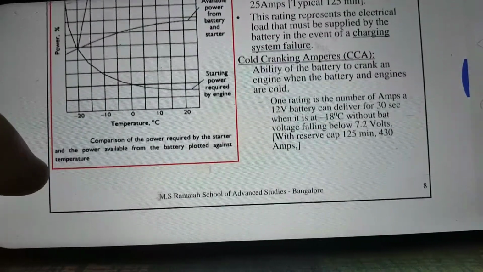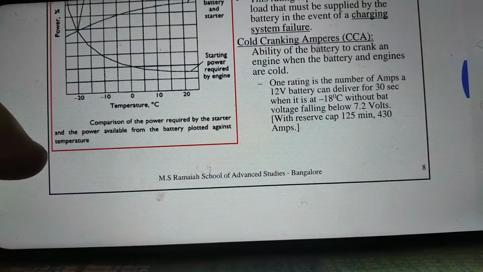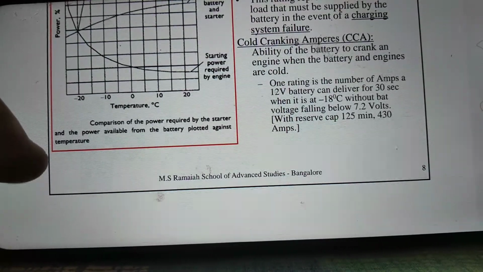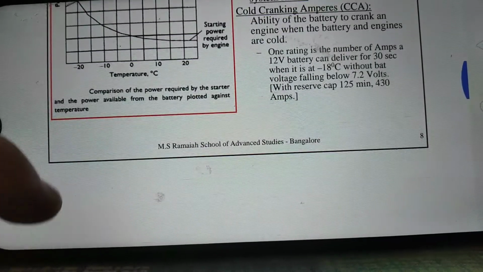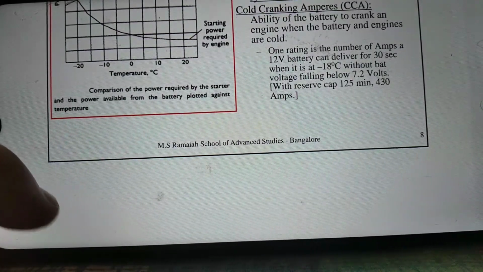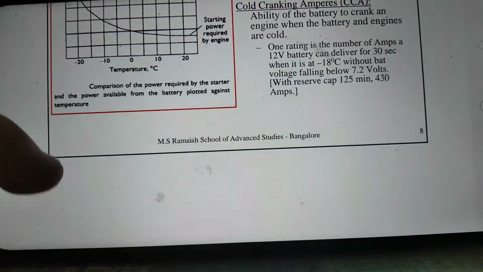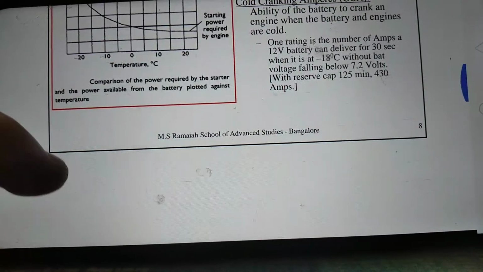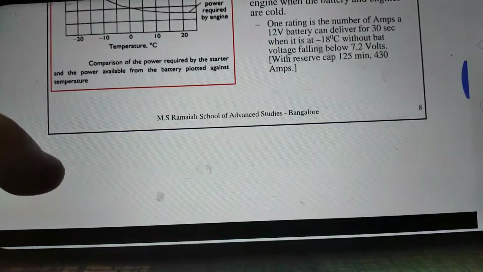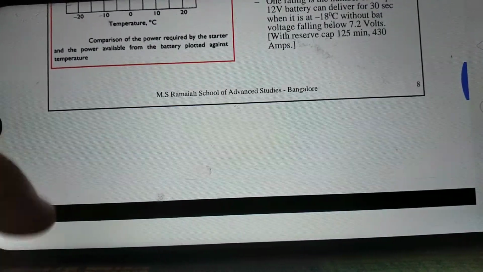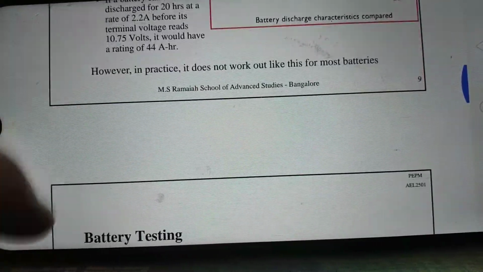The cold cranking amperes. What is that? It is the ability of the battery to crank an engine when the battery and engine are cold. One rating is the number of amperes a 12-volt battery can deliver for 30 seconds at minus 18 degrees centigrade without battery voltage falling below 7.2 volts. So this is about the automotive battery.